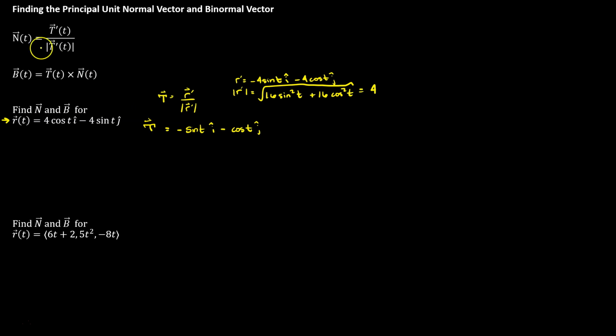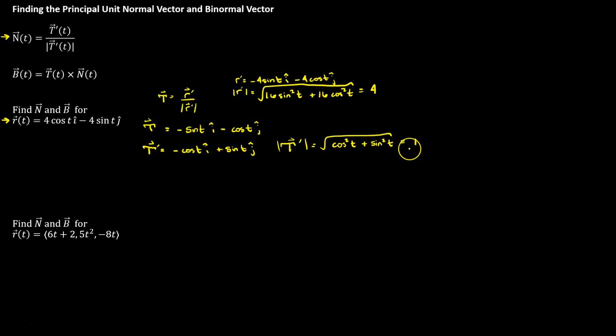Now we want to find the unit normal. That says take the derivative of this unit tangent function we just found, which would be negative cosine t i hat plus sine t j hat. Then we need to find the magnitude of that, which would be cosine squared t plus sine squared t inside of a square root, which is equal to 1.